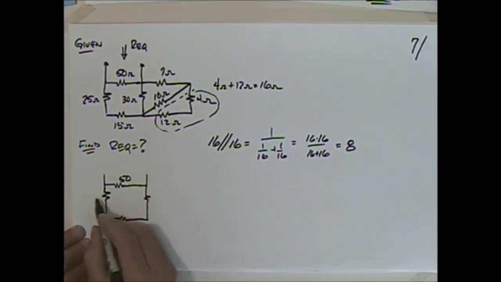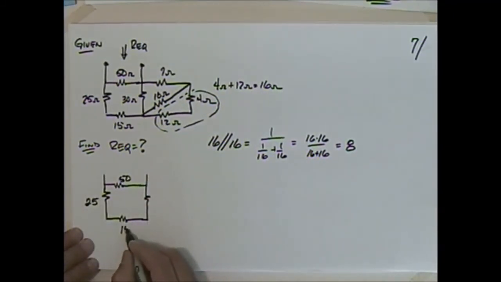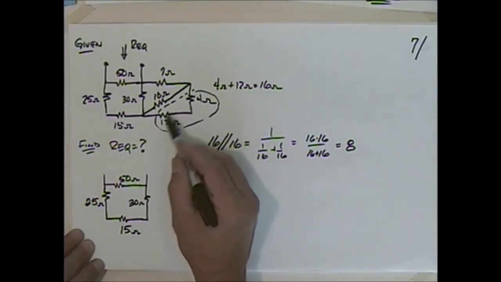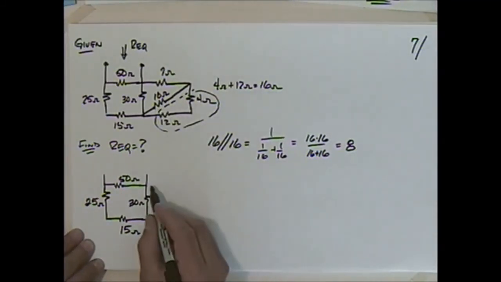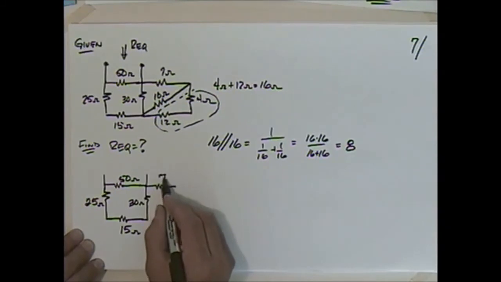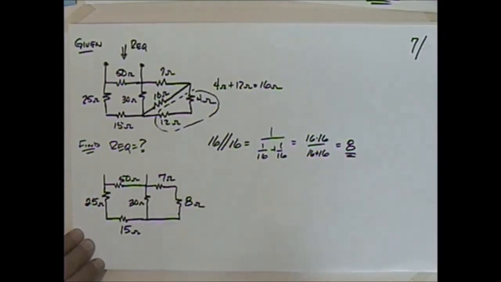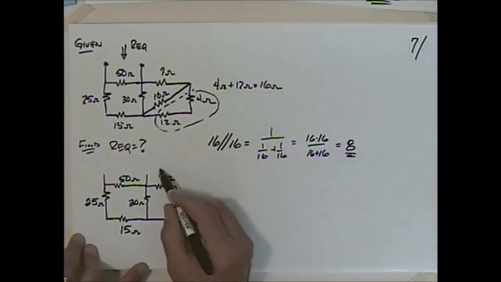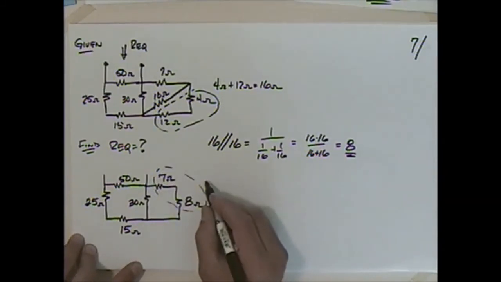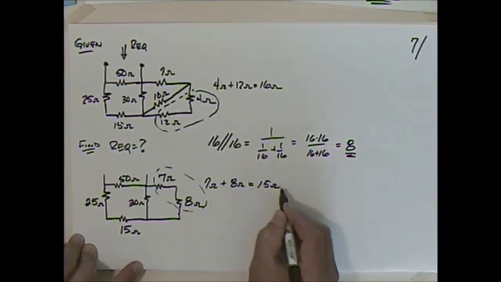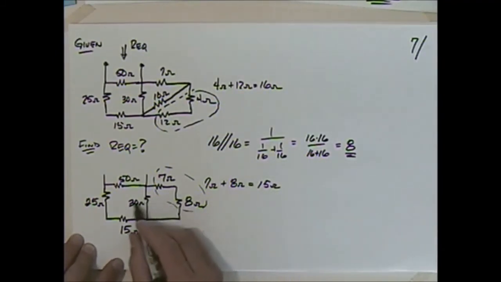So we had 50 and 25 and 15 and 30. And what do we do? We came up with that as 16, and the 16 and 16 was 8, so I have this 7 ohms and this 8 ohms that I found right there. So what do we recognize here? What about the 7 and the 8? Those are in series. 7 ohms plus 8 ohms gives me 15 ohms, and that 15 is in parallel with that 30 now, isn't it?